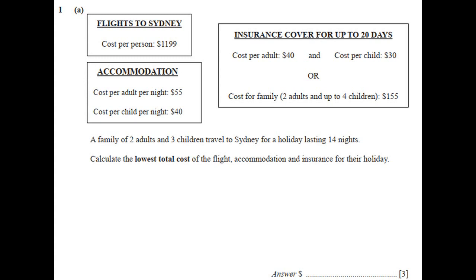Alright, so question number 1 says, a family of 2 adults and 3 children are traveling to Sydney for a holiday lasting for 14 days. Calculate the lowest total cost of the flight, accommodation and insurance for the holiday. So we have 5 people who have to buy the flight. So we'll write 5 times 1199.